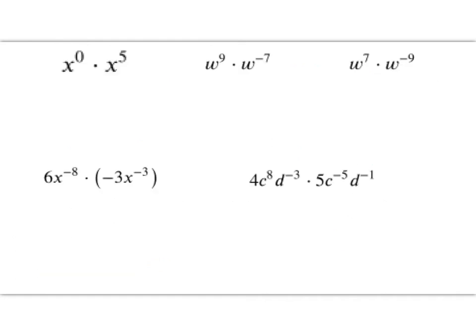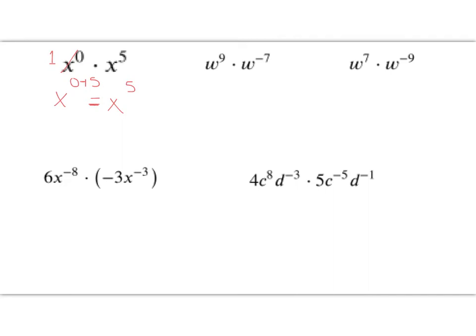Now let's combine the product rule with our zero rule and our negative exponent rule, okay? So I have x to the 0 times x to the fifth. Well, these are multiplying with the same base, so I'm going to add the exponents, and 0 plus 5 is 5. So I get x to the fifth. And if you think about it, this makes sense. X to the 0 equals what? X to the 0 is 1, and 1 times x to the fifth would be x to the fifth.